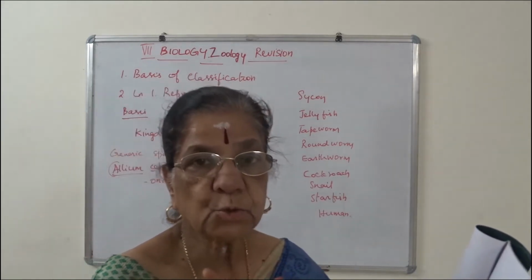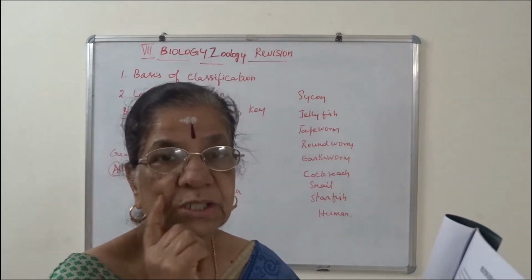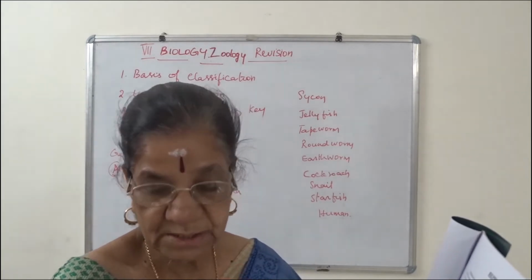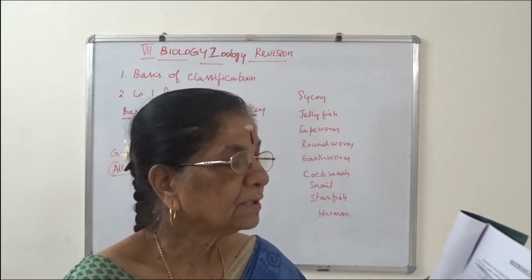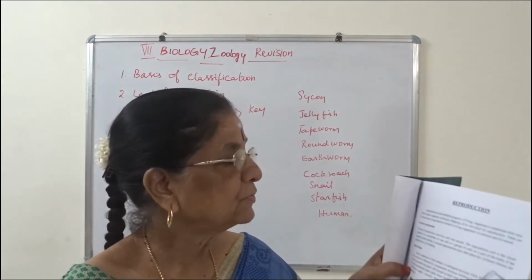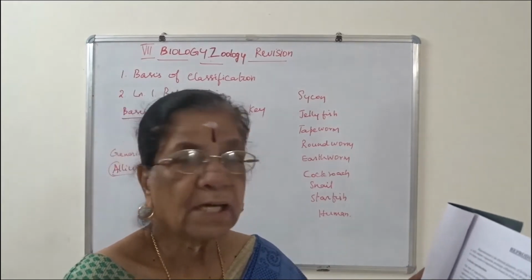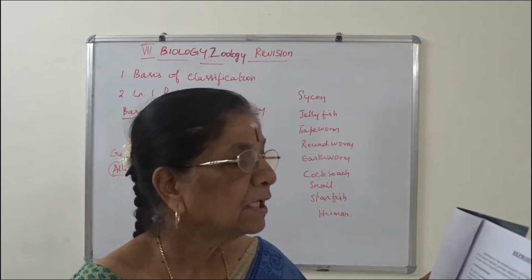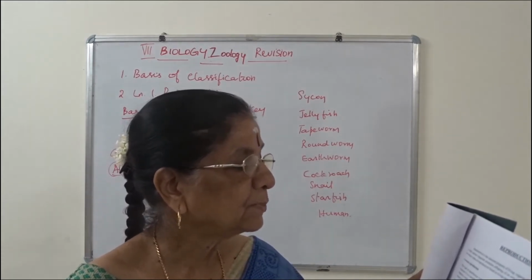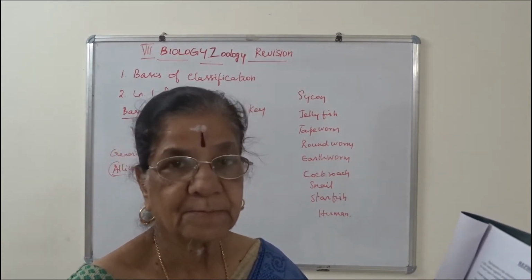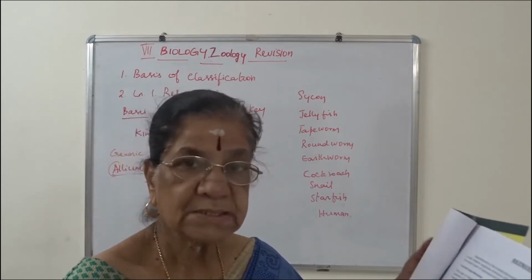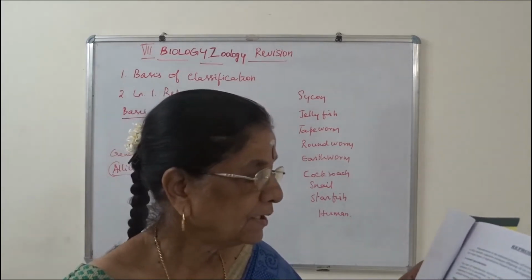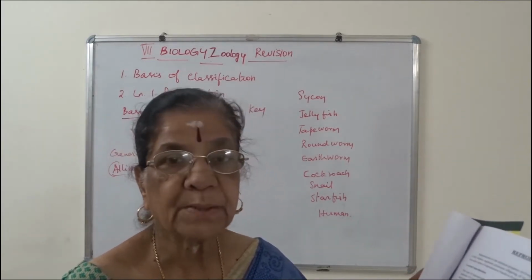And then there are two methods. One is asexual, another one is sexual method. And in asexual method, again we have binary fission, multiple fission and budding. So you should know about asexual reproduction. Then binary fission in amoeba.